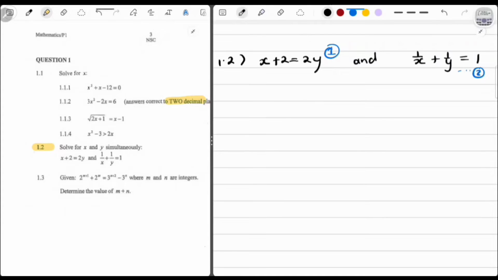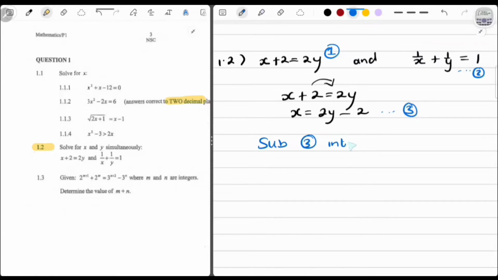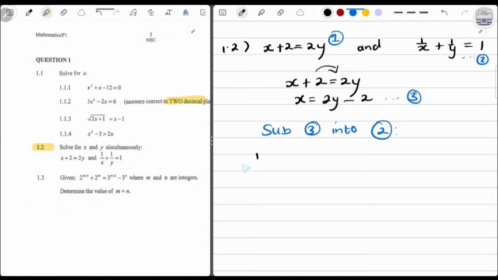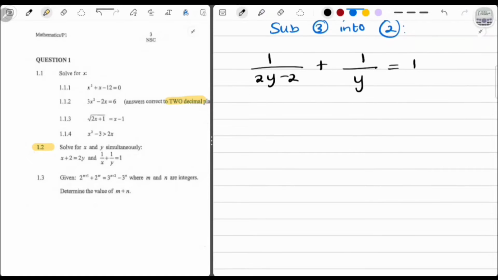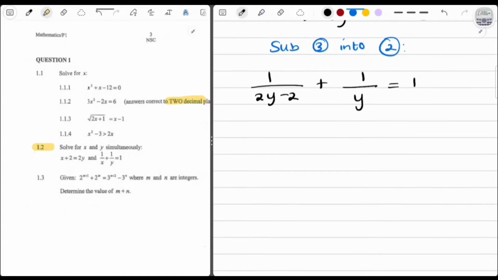So I'm going to take equation 1, and from equation 1, I will create equation 3 by taking 2 over. So x is equal to 2y minus 2. This is now our equation 3. Then we're going to substitute equation 3 into the equation we didn't use, equation 2. Every time I see x, I will replace it with 2y minus 2. So that is 1 over 2y minus 2 plus 1 over y is equal to 1. Here it's really just arithmetic that you need to work through, and then you can find your answer.